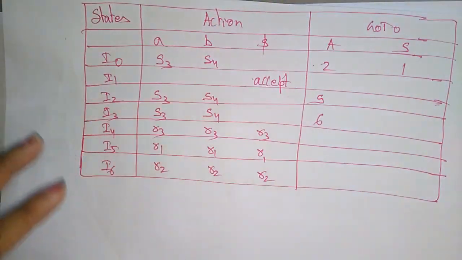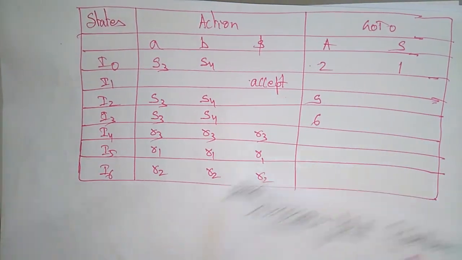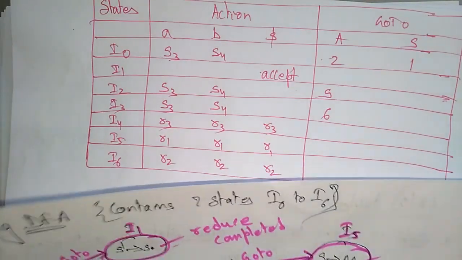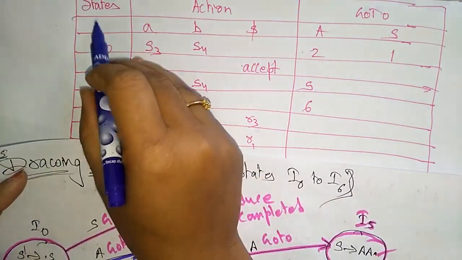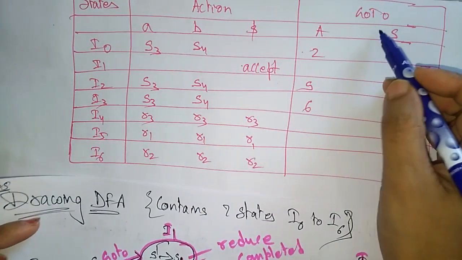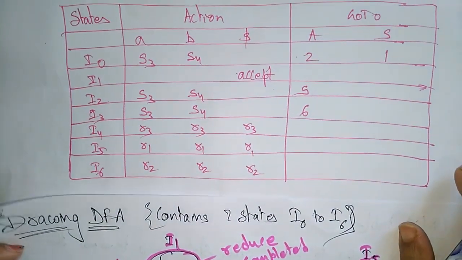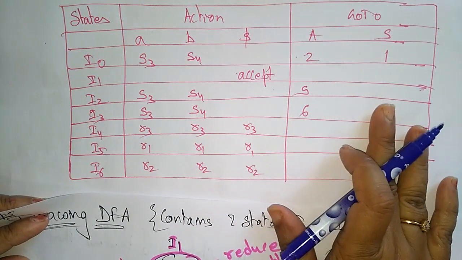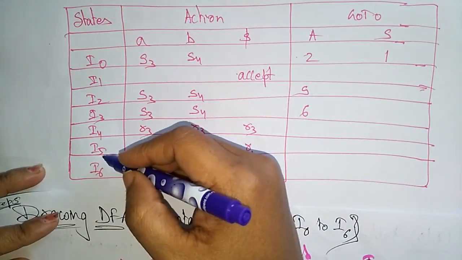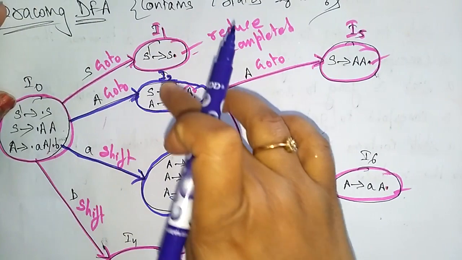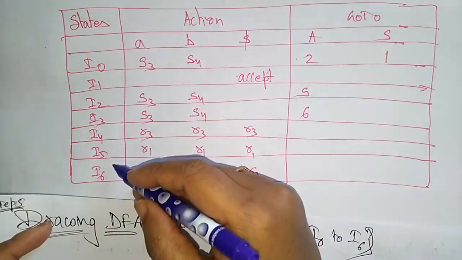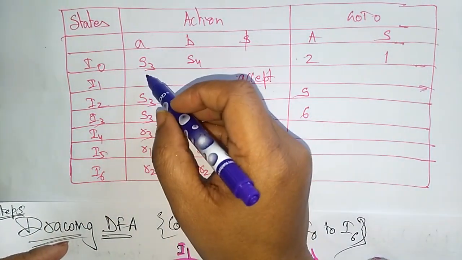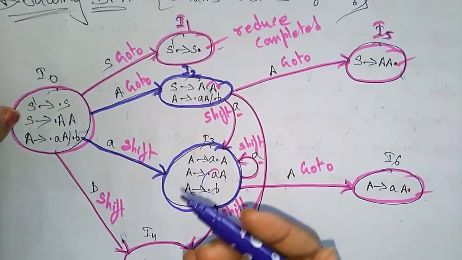Now let's see how to construct the parsing table. Here I have already constructed the parsing table, so just look at the diagram. Here are the states, action and goto. The LR parsing table consists of states, action and goto. And here I have written all the states: 0, 1, 2, 3, 4, 5, 6. That means total 7 states, 0 to 6.